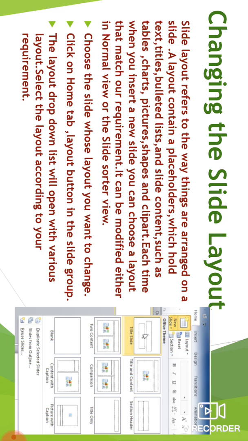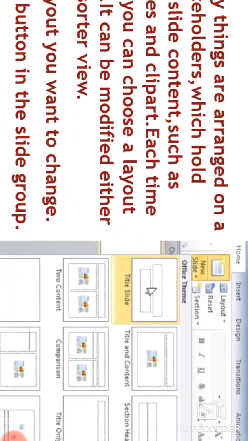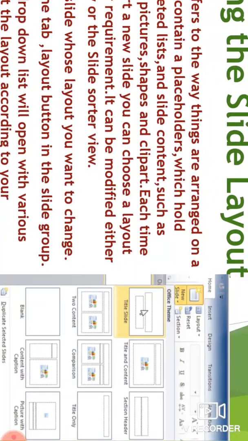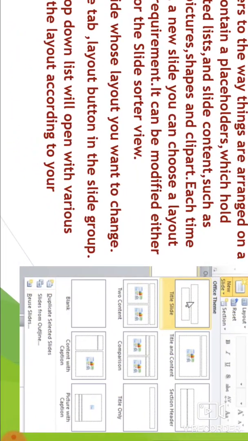For this there are two methods to change the layout of the slide: before making the slide or after making the slide. Before making the slide, before selecting the new slide, go to the layout button and select the layout according to your requirement. Here many layout options are there, like title slide, title and content, section header, two content, comparison, blank, content with caption, etc. So according to your requirement select the layout and make the slide.